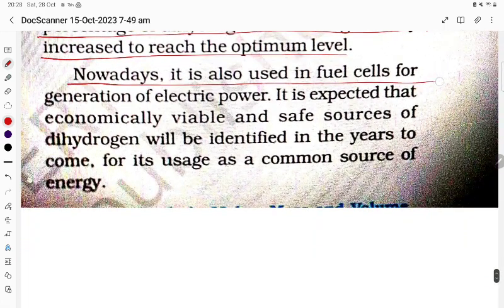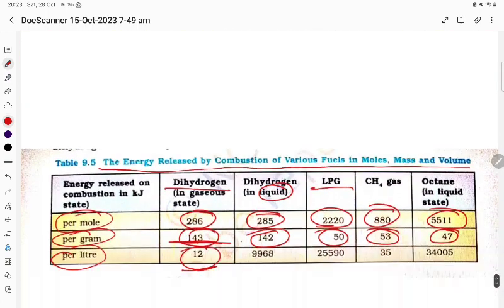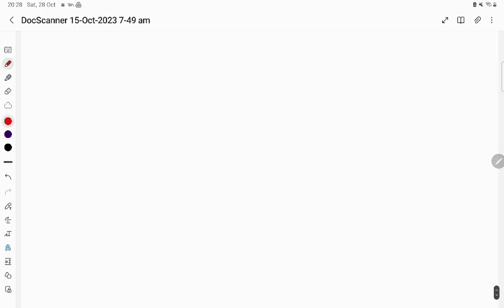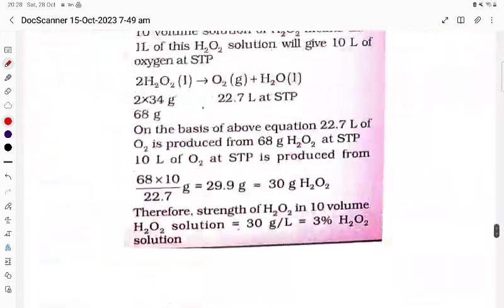Nowadays, it is also used in fuel cells for the generation of electric power. It is expected that an economically viable and safe source of dihydrogen will be identified in the years to come for its use as a common source of energy. So this is all about hydrogen peroxide and dihydrogen, students.